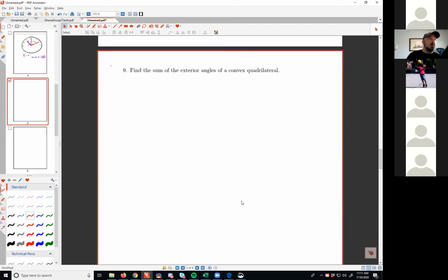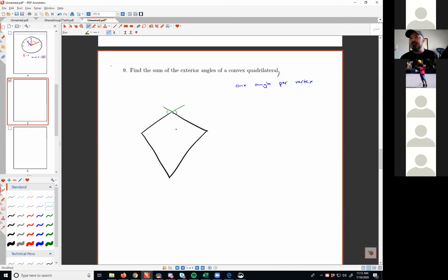Okay. I probably should have said, find the sum of the exterior angles of a convex quadrilateral, and I should have added 1 angle per vertex. So if you thought about something like this and you said, hey, there's an exterior angle here and an equal exterior angle there, and you counted 2 per vertex, that's going to be fine. That's reasonable.